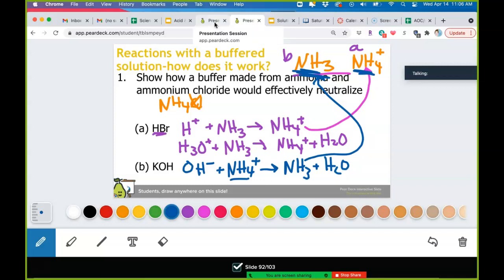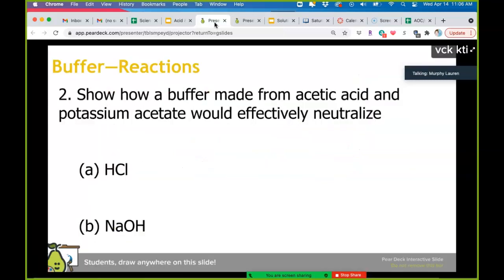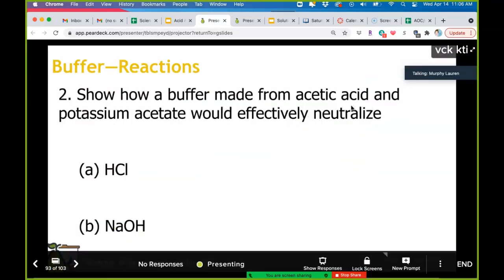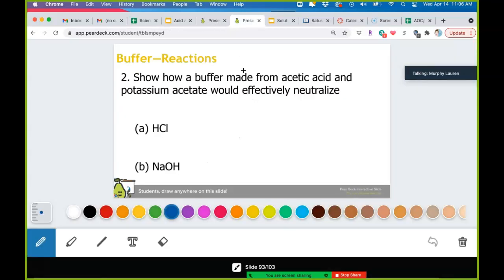All right, we're going to try another one. Show how a buffer from acetic acid and potassium acetate would effectively neutralize these two substances. So acetic acid, that must be my weak part of the buffer. Why? Because it's a weak acid. And you can write acetic acid, the HC2H3O2, that way if you want. Acetic acid. Potassium acetate. Who do I care about in the potassium acetate?